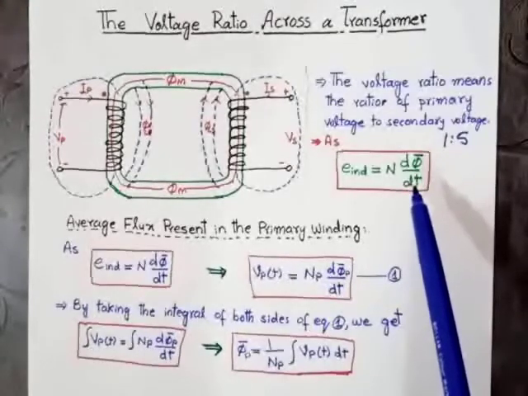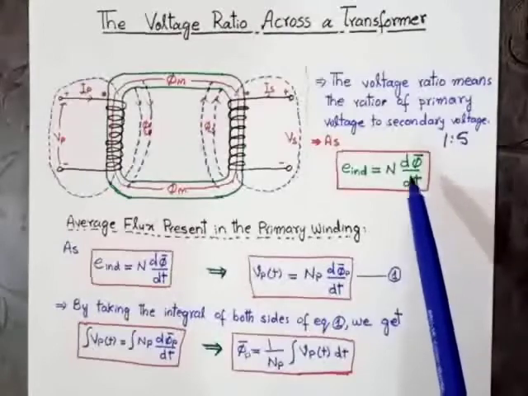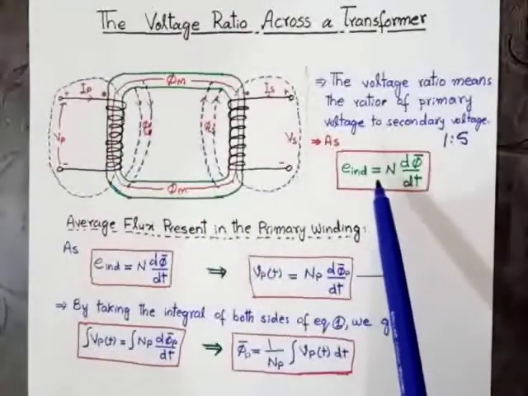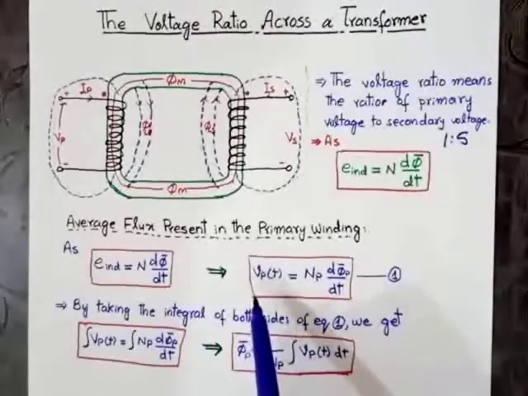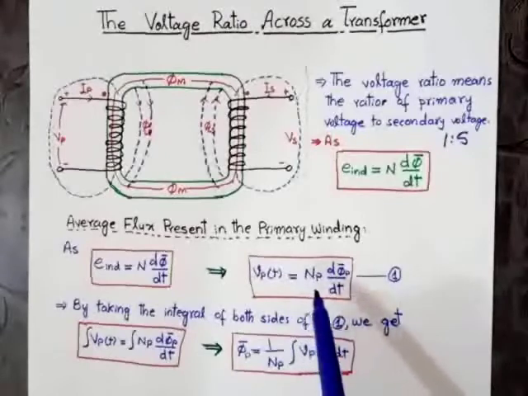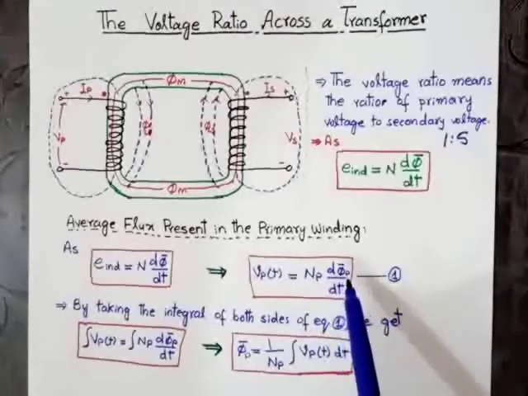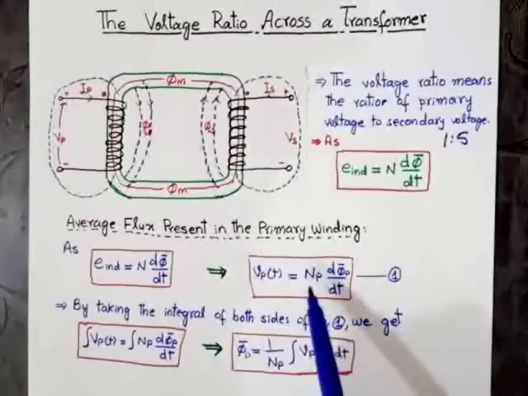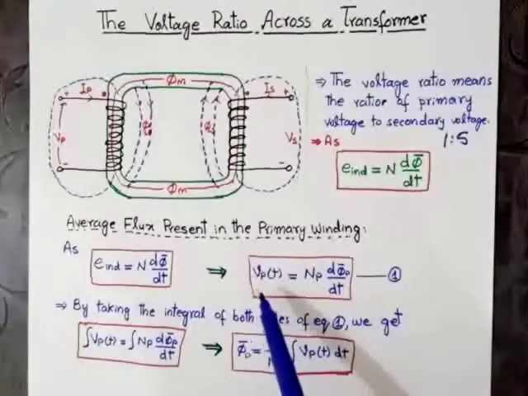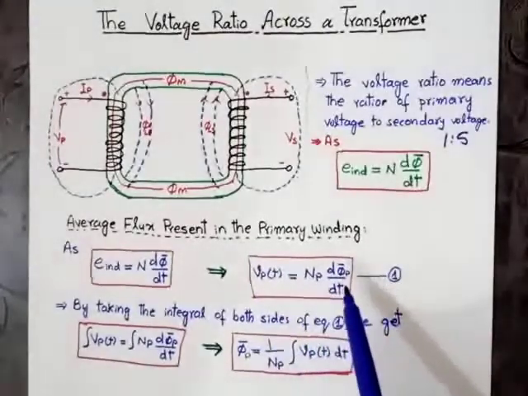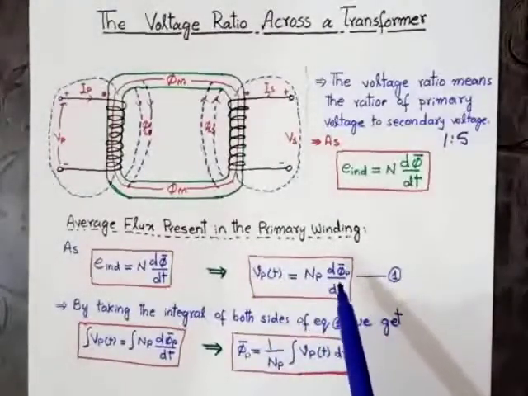As we know, in case of primary winding, the formula of induced voltage will be primary voltage Vp(t) is equal to primary number of turns into d phi dash primary over dt. In case of primary winding, there will be primary voltage, primary number of turns, and the primary average flux.